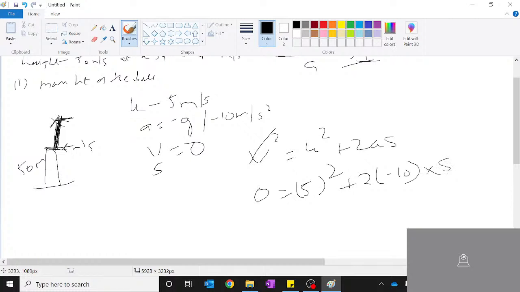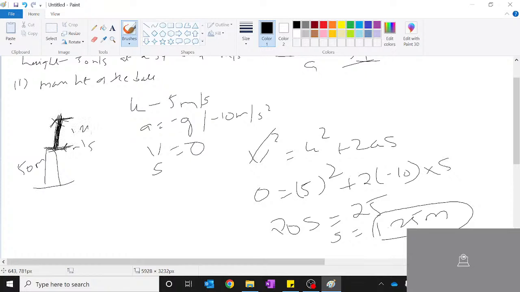So this becomes 20s equals 25. Therefore my s is nothing but 25 by 20, which is 1.25 meters. So from this tower, it travels a further distance of 1.25 meters.